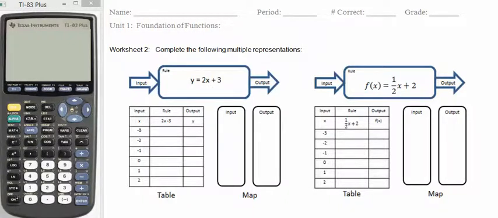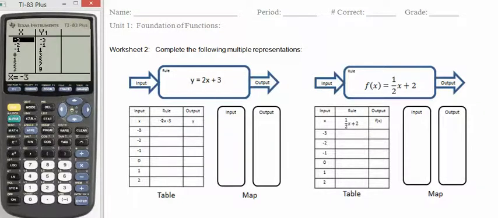So go into y equals, clicking this button up here, and put in the function 2x plus 3. So we have y equals 2x plus 3. And we're going to fill out the table. So we're going to go into the table, and you can do just the values. This will actually calculate them for you.